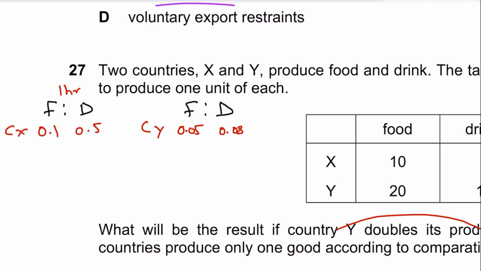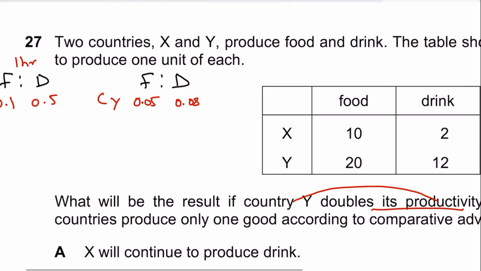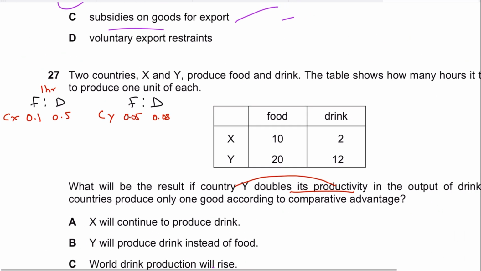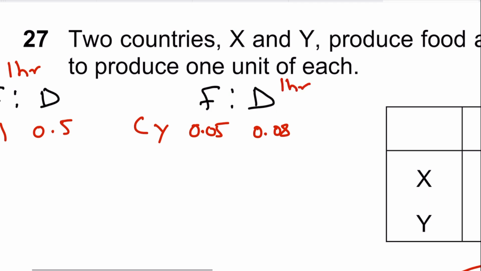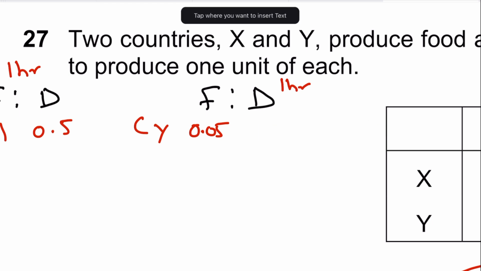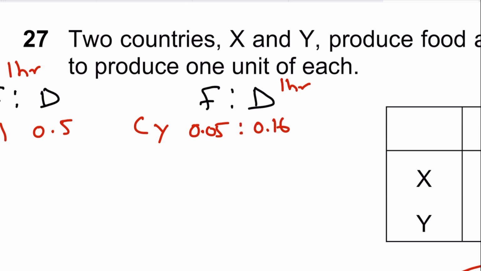Now, guys, they're saying that country Y doubles its productivity in the output of drinks, which means that in 1 hour, if 0.08 units of drinks can be made, and it doubles its productivity, then this will double as well, right? So it will be 0.08 times 2, that is 0.16. So 0.08 units were made in 1 hour, but they have doubled the productivity, so in the same 1 hour, they can end up making 0.16 units of drinks.